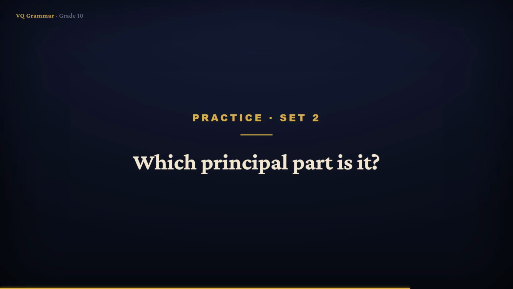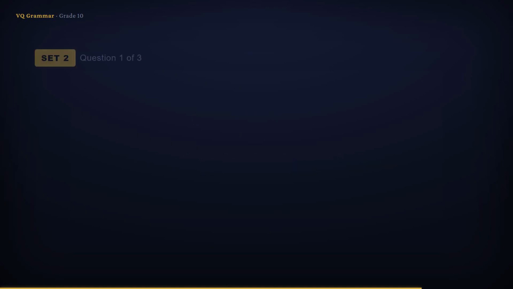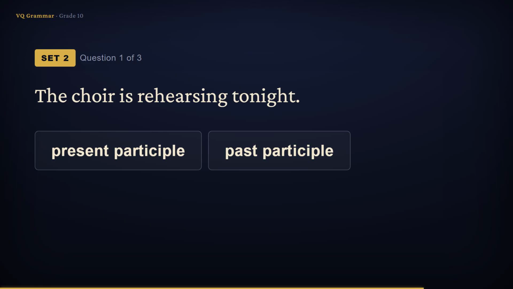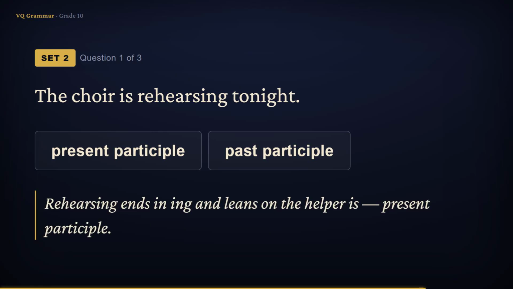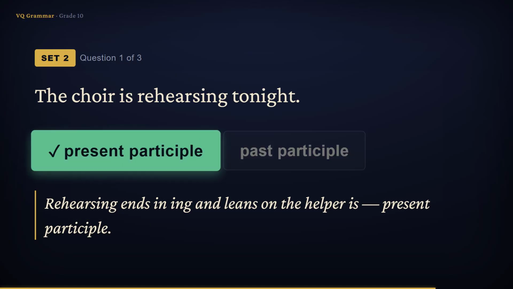In this second set, each sentence contains a regular verb. Look closely at the verb and at any helper standing beside it. Then name the principal part that is doing the work. Pause and choose before I answer. The choir is rehearsing tonight. The verb ends in ing, and it leans on the helper is. An ing form propped up by is, are, or was is the present participle. So the answer is the present participle.